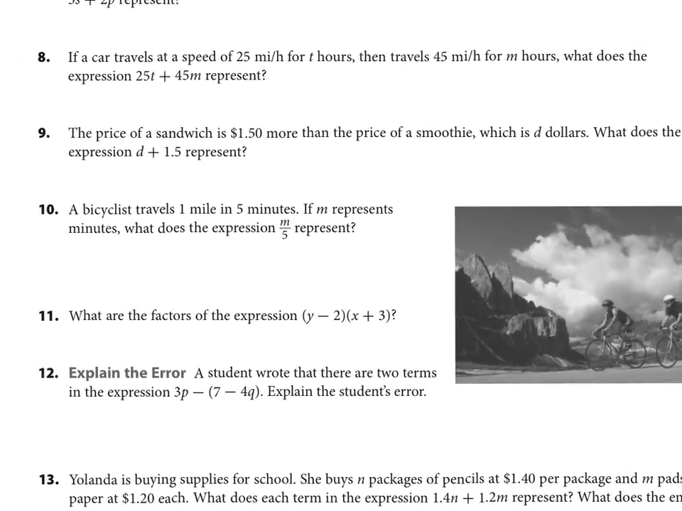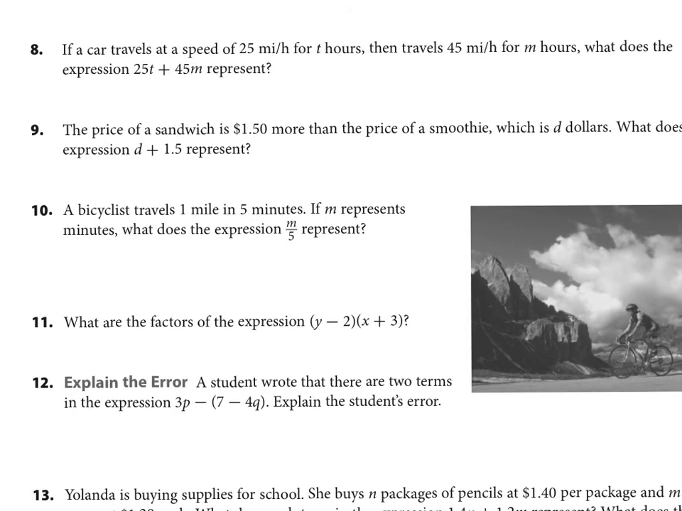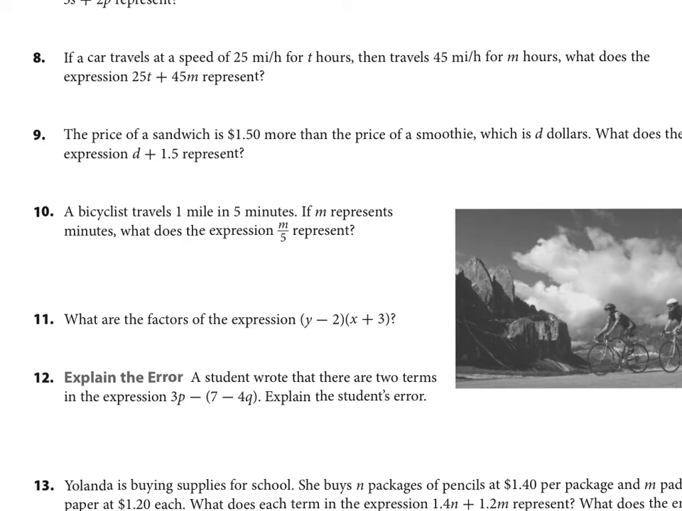Let's skip down to problem number 9 here. Okay, the price of a sandwich is $1.50 more than the price of a smoothie, which is $D. Okay, so first thing you want to do, identify your variable. D, dollars, is what? That is the smoothie. What does the expression D plus 1.5 represent? Well, because D was the smoothie, and it says a sandwich is $1.50 more than, then D plus 1.5 is the price of the sandwich. That's how you would represent that. You take the price of the smoothie, you add $1.50 to it.